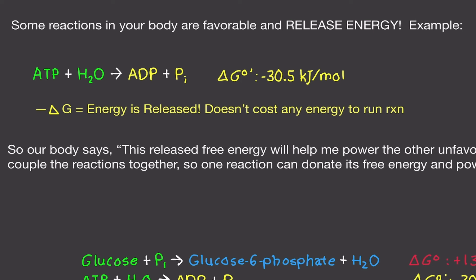Your body's like, yes, I do want to run this reaction because it's going to give our body energy. It's like the equivalent of going downhill on a bike. You go really fast. It's really fun. That's exactly what your body's trying to do. It likes that kind of reaction. It likes to go downhill. And that's what's happening.